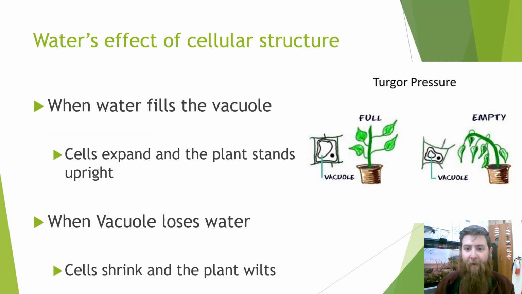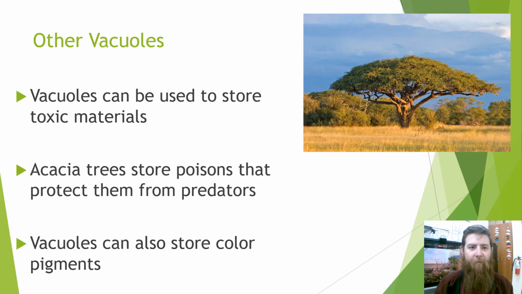Water has a profound effect on plants and their cells. When water fills a vacuole, the cells expand and the plant stands upright. When it loses water, the cells shrink and the plants wilt. So we try to keep our plant cells full of water.